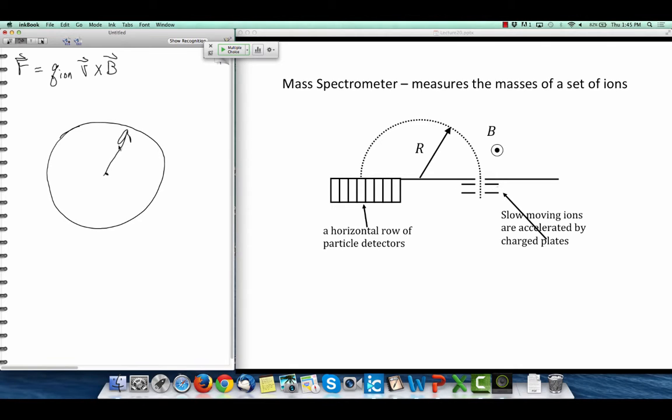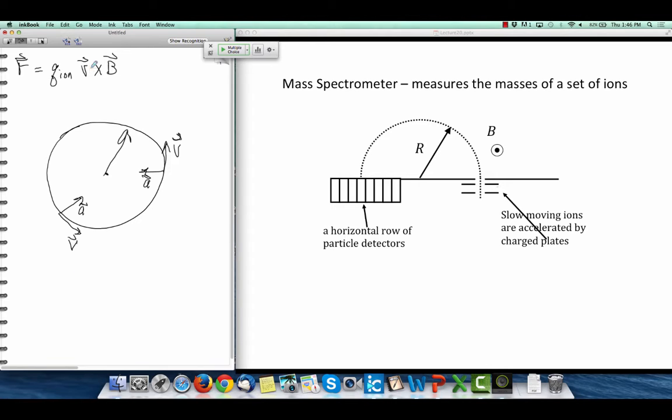A force that's always perpendicular to the velocity vector this way, acceleration vector that way, or maybe down here, velocity vector tangent to the curve, and acceleration vector toward the center. That's a centripetal acceleration. Centripetal just means center-seeking. So it's an acceleration vector that points toward the center. Why does it point toward the center? Because the magnetic force is perpendicular to the velocity, and so it points toward the center of the circle.